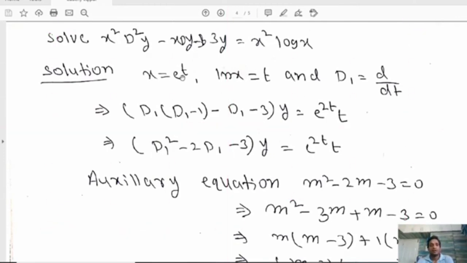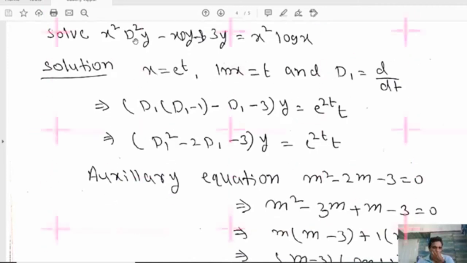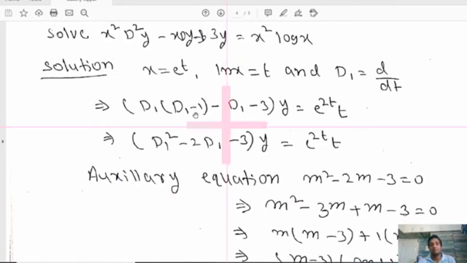x is equal to e power t, ln x is equal to t, and D1 is equal to d by dt. x square d square becomes D1 into D1 minus 1. What we have derived in the previous problem, minus x d means D1, minus 3 into y is equal to, x square means e power 2t here. Log x or ln x, that is equal to t.